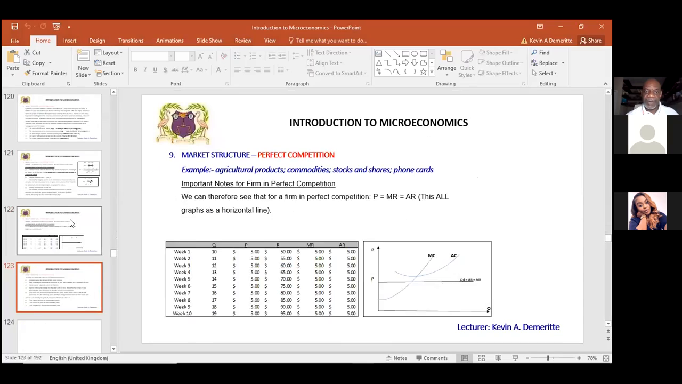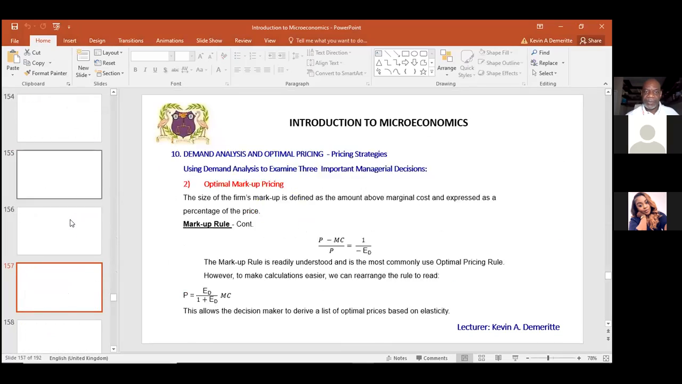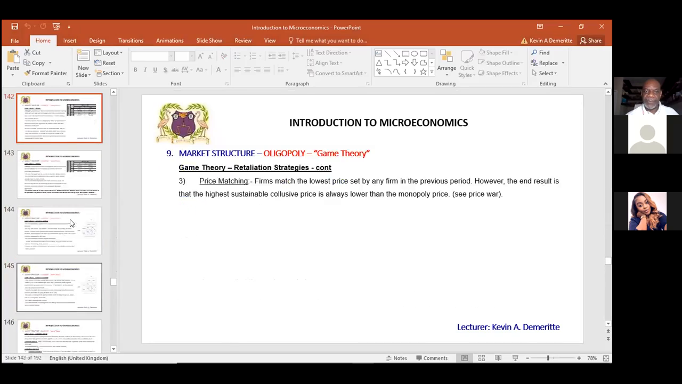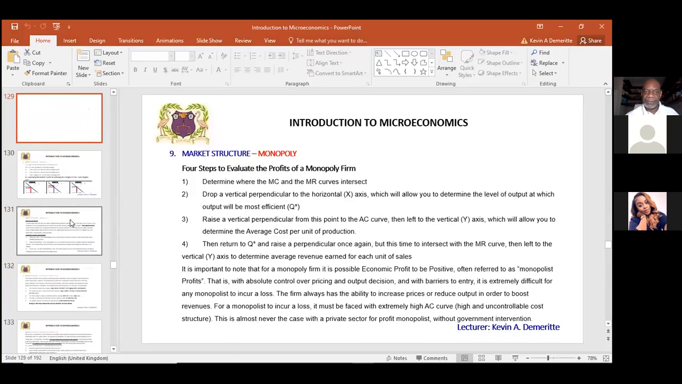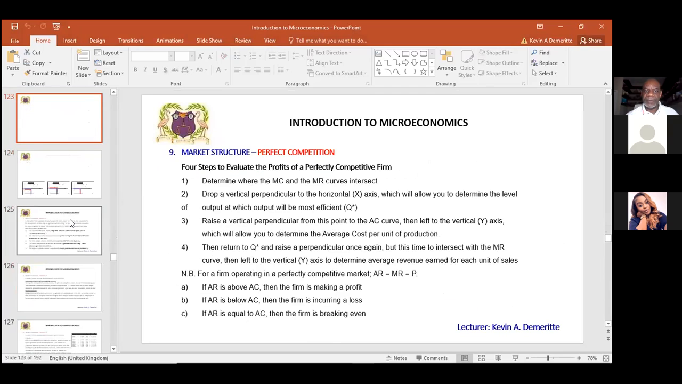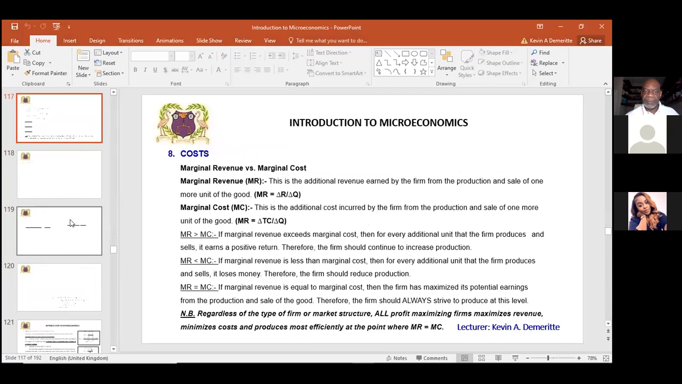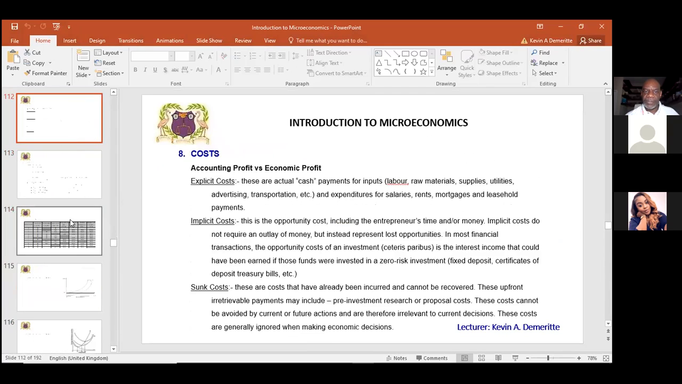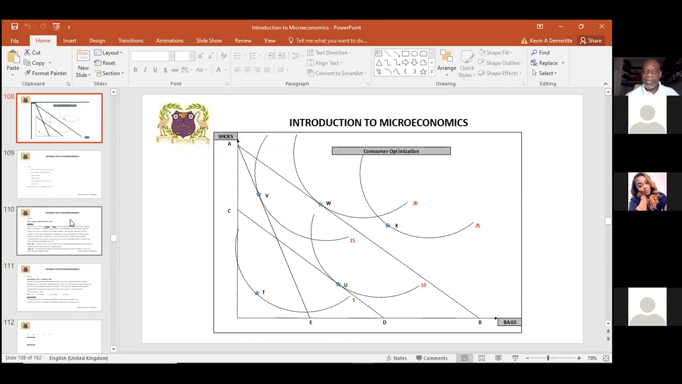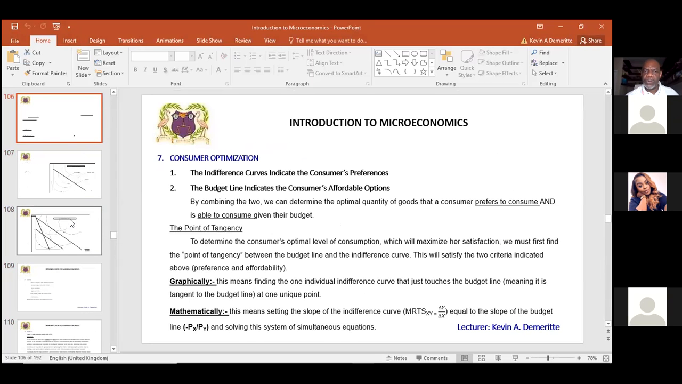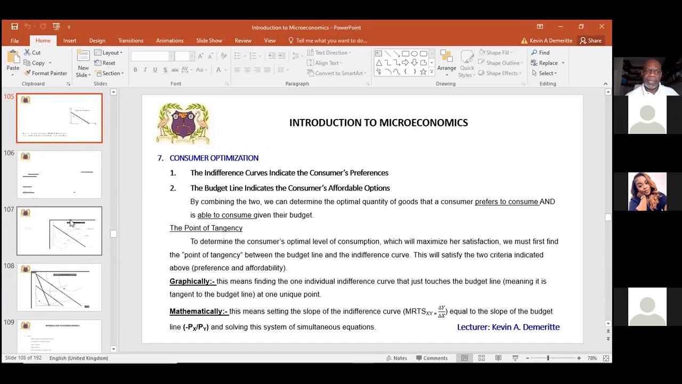Here's my cost, market structure. No, it's for this. Before costs. Good evening. Good evening. Ooh. Okay. Okay.